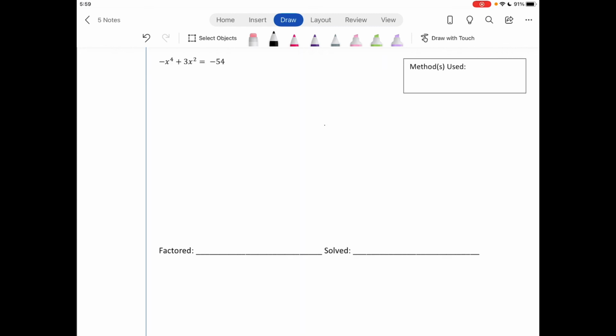With this last example, same thing. We need to make sure that it's going into standard form first. So we have negative x to the 4th plus 3x squared. Now it's going to be plus 54 is equal to 0.